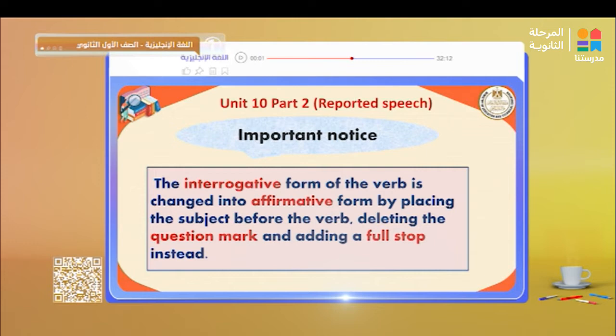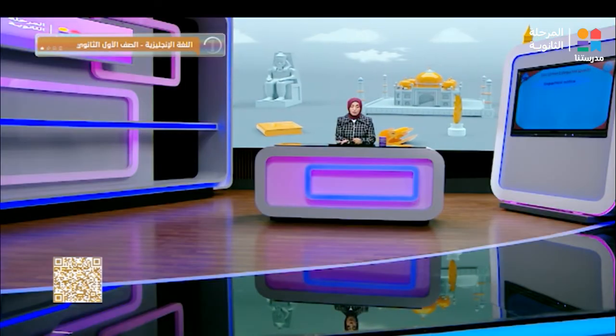This is an important notice, that when we report a question, we don't use the interrogative form. We use the affirmative form, meaning the form of a sentence, not the form of a question. So we place the subject before the verb. So I say, I can, not can I. In reported questions, we use the subject first, then the verb. We don't use the question form. And we delete the question mark and we add a full stop. This is very important. We don't use a question mark, we use a full stop.